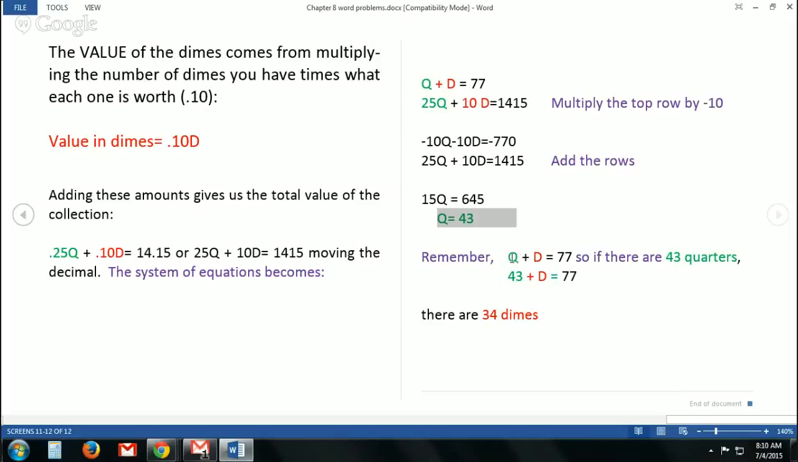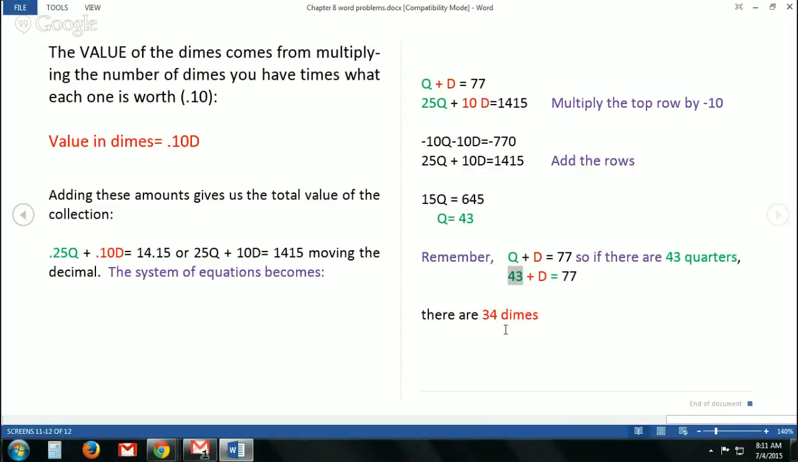Now remember, if you have 43 quarters and you add to it the number of dimes, that'll give you the total number of coins that we have, which was 77. So 43 quarters plus the number of dimes equals 77. Let's subtract the 43 from both sides, and the number of dimes would be 34.